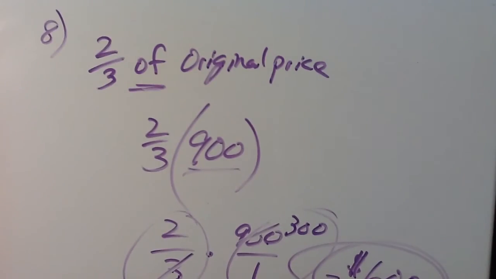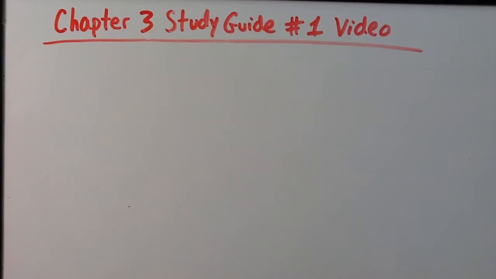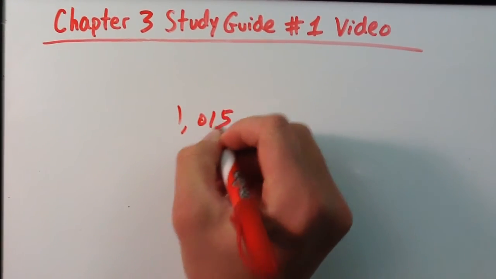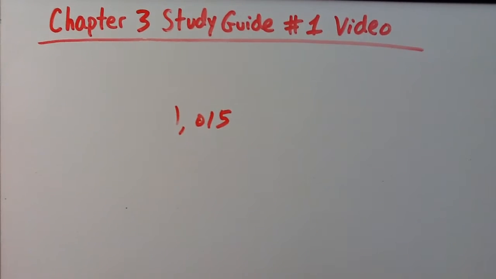Try number 9 on your own and come back once you've tried it. Okay, number 9, profits at Naya's craft shop decreased $1,015 in 5 days. What was the average decrease in profits per day?